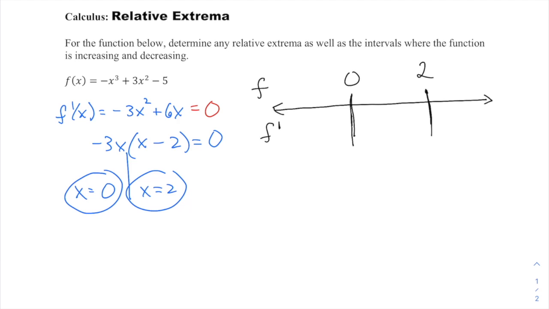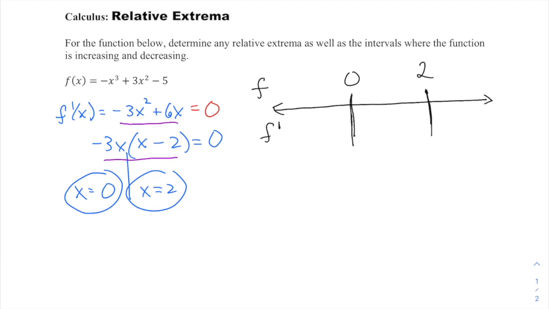So here's what I like to do. I'm going to plug in a value to the left of 0 into f prime. So if I plug in, say, negative 1, you can plug it into the expanded version or the factored version. Doesn't really matter. This is a fairly simple one. I usually like to go into the factored version, though, because I don't really need the value. I just need to know if it's positive or negative.